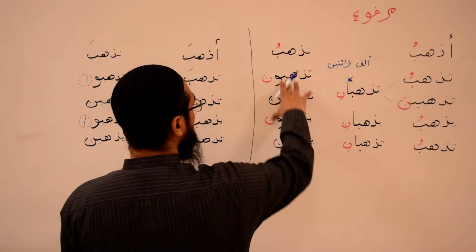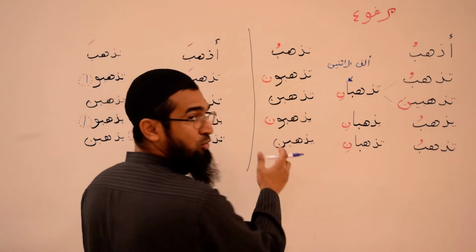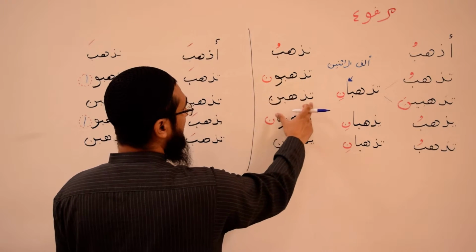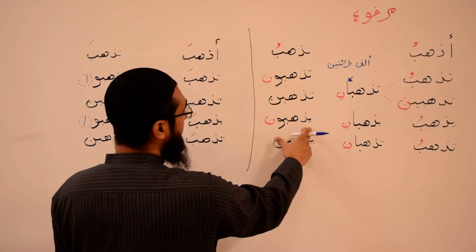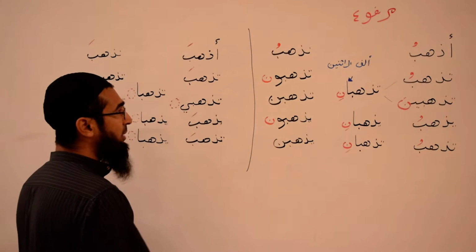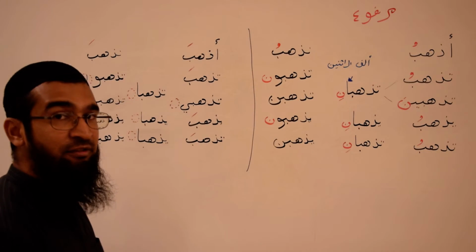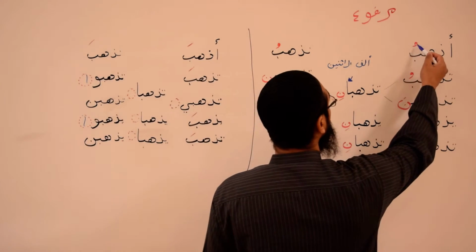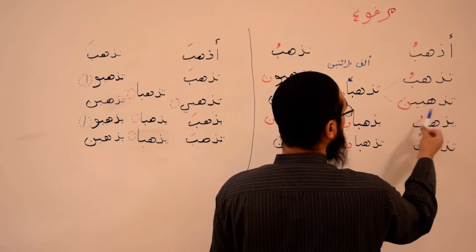Now, when we go to the jam', nahnu nadhabu, right? It will be antum tadhabuna, antunna tadhabna, hum yadhabuna, and hunna yadhabna. Notice I put all the signs of it being marfu' in red. So we notice it is marfu' with dhamma.